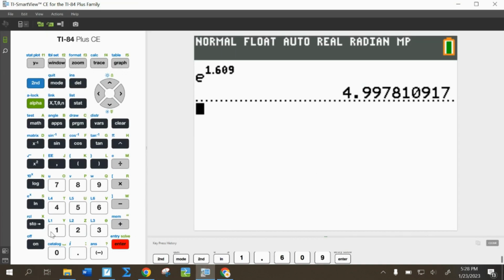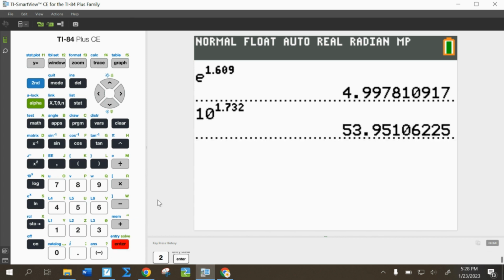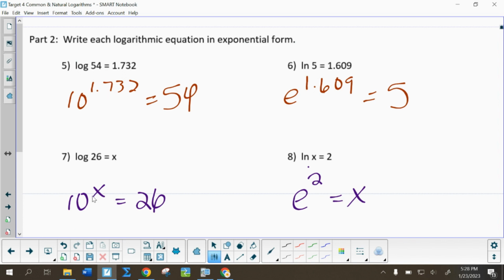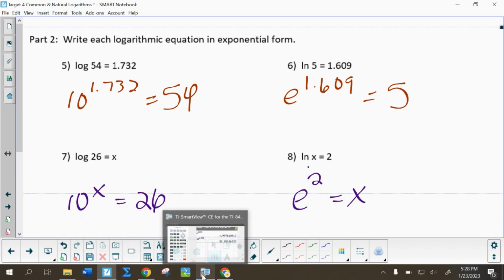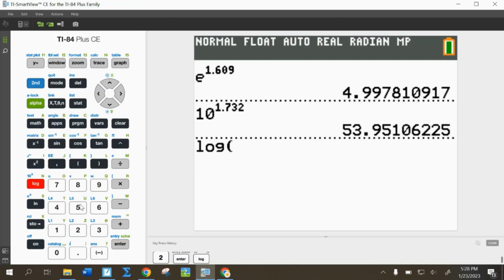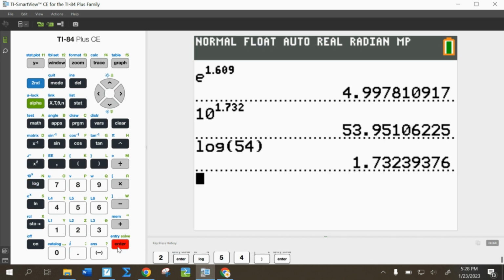So 10 to the 1.732 gives us that 53, or about 54, or vice versa. I could do log of 54, type that right in the calculator. So here's log with no base. Log of 54 gives us that 1.732.